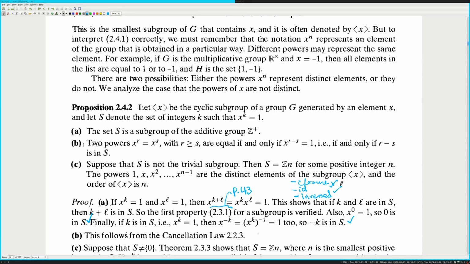Okay. B. 2.2.3, what's the cancellation law? Let me find the page for that. That is page 41.